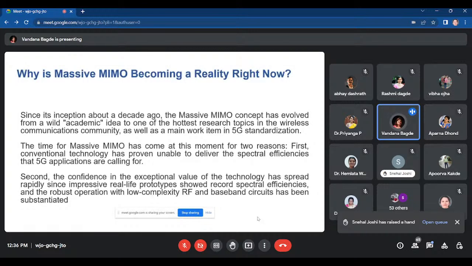So the time for massive MIMO has come at this moment for two reasons. Firstly, the conventional technology has proven that it is unable to deliver spectral efficiency, because if the transmitting or receiving antennas are deployed at different user destinations, there will be noise in the signal. Secondly, confidence in the exceptional value of the technology has spread rapidly, since there are real life prototypes.